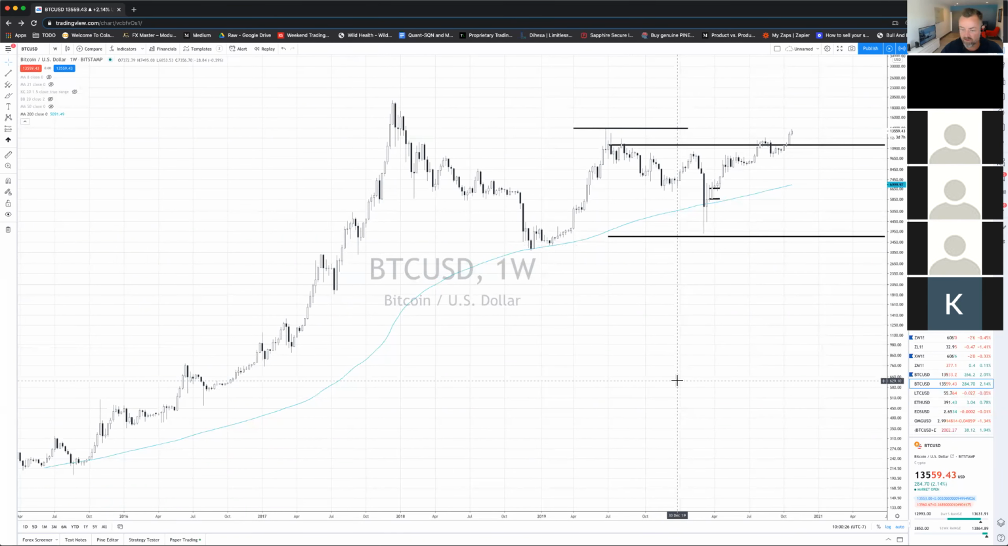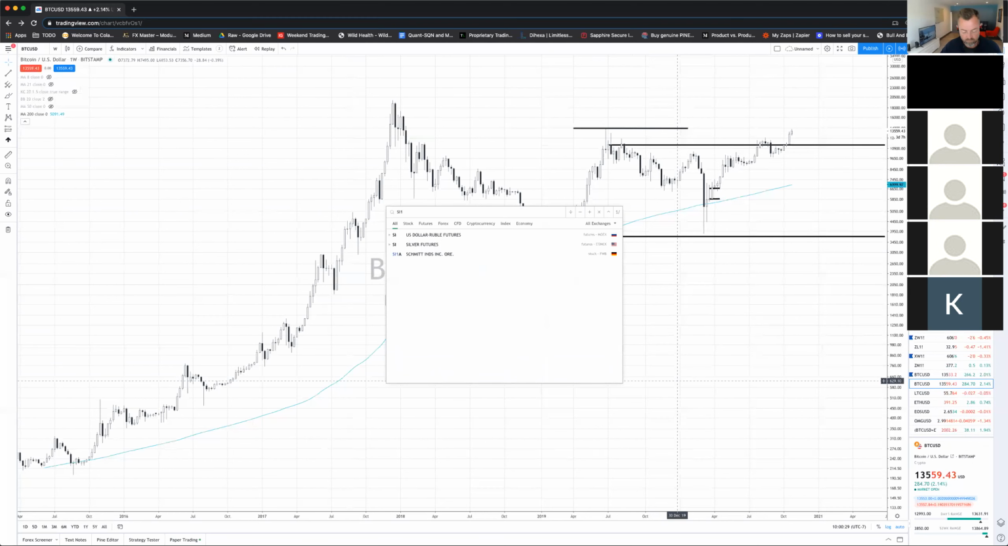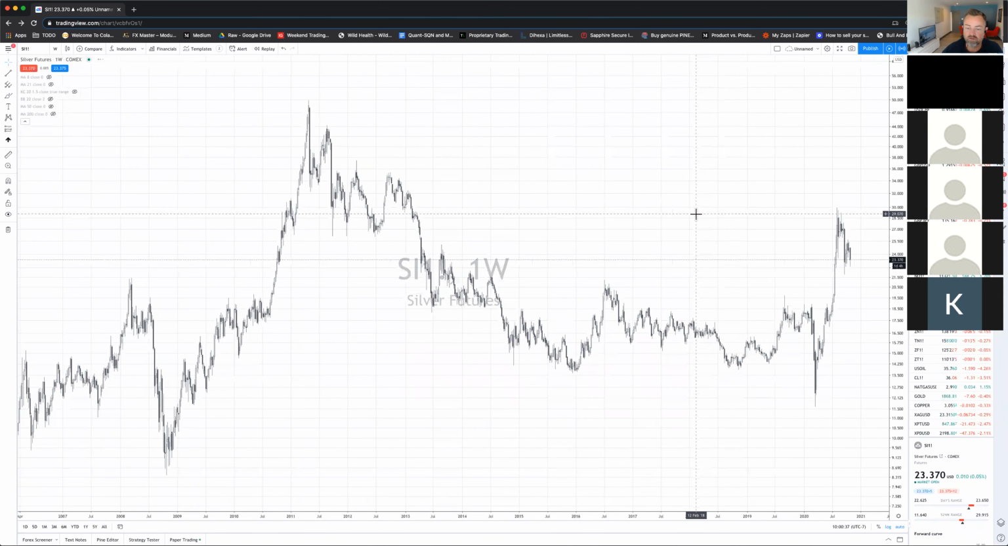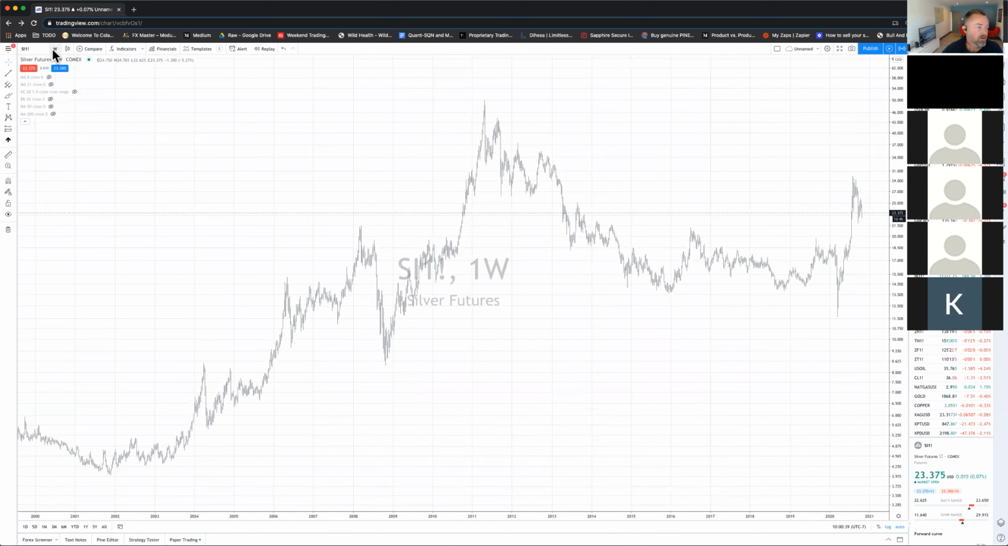Okay, let me take a look at silver. I can look at the CFDs, or I can look at the futures. Let's go to the monthly here.